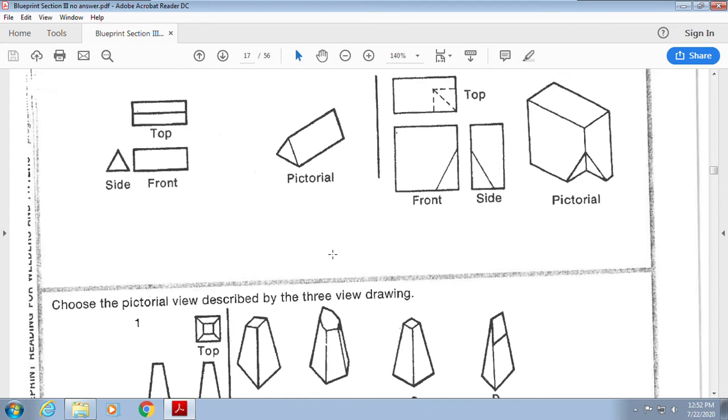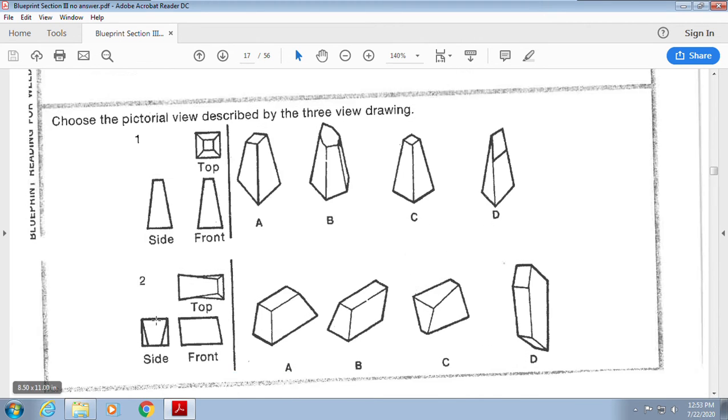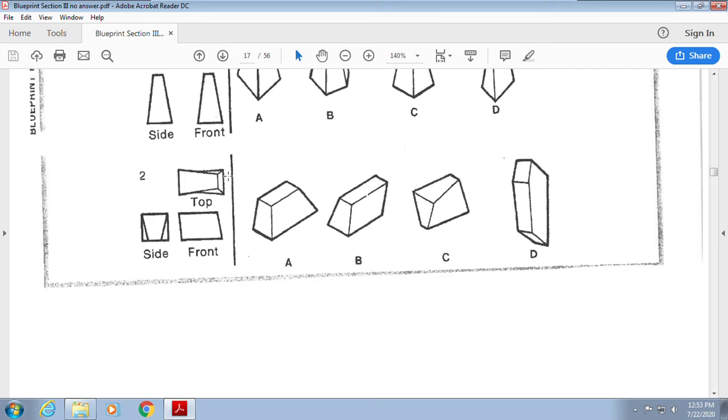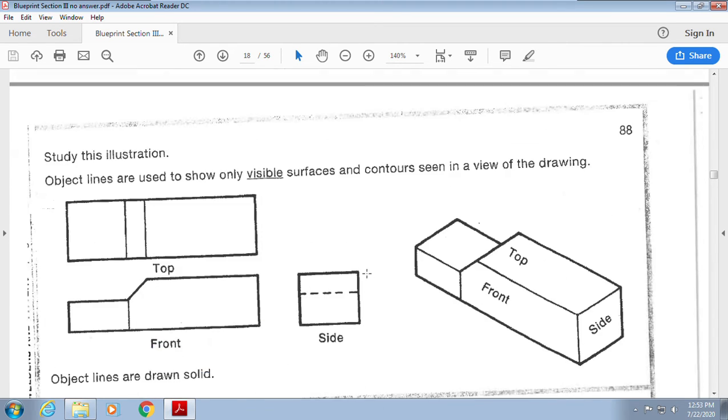Now they want the same kind of thing. We're going to look at the pictorial view, and we're going to look at the top, the side, and the front. So what does the top look like? What is it going to look like from on top, looking down? What is my side view going to look like? And what is my front view going to look like? Remember, it's not just this surface here, it would be actually looking down onto the surface, which gets kind of confusing.